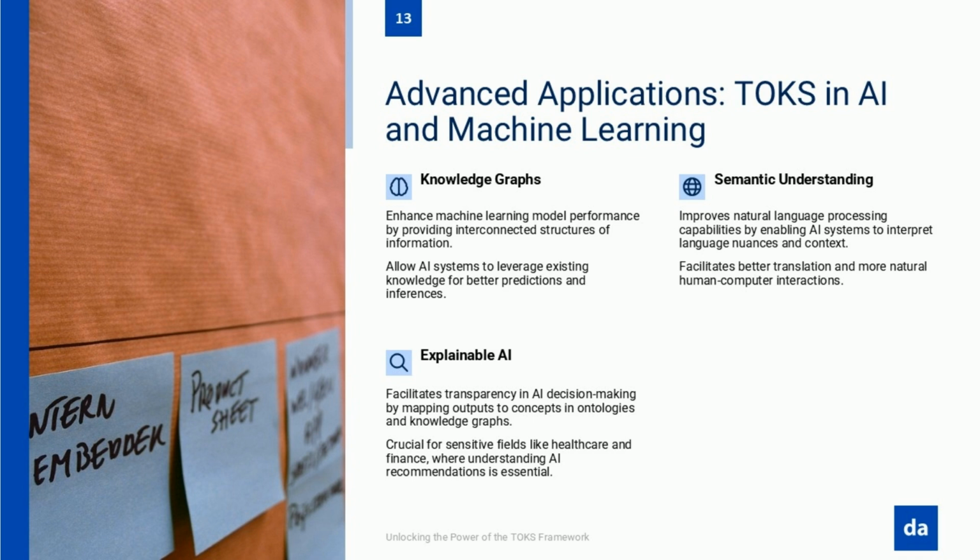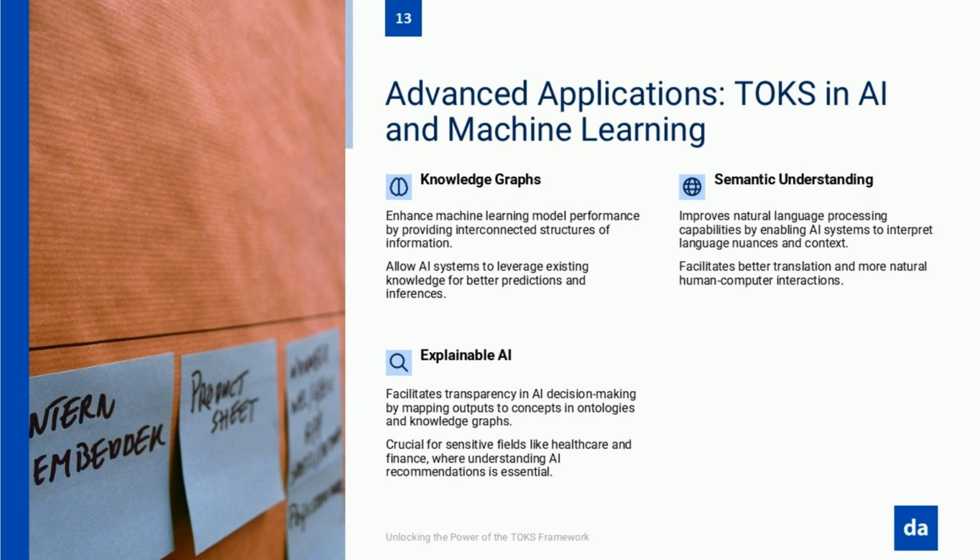Semantic understanding, another pillar of TOKS, is enhancing natural language processing (NLP) capabilities. Traditional NLP models often struggle with ambiguity and context in human language. By incorporating semantic networks and ontologies, TOKS-enhanced NLP systems can better interpret the nuances of language, understand context, and even grasp subtle cultural references. This improved comprehension leads to more accurate language translation, more natural human-computer interactions, and more sophisticated text analysis capabilities.